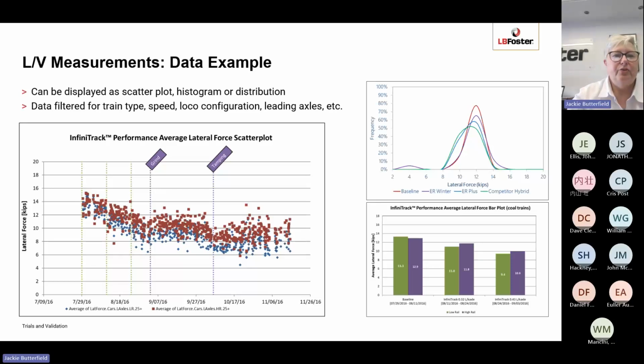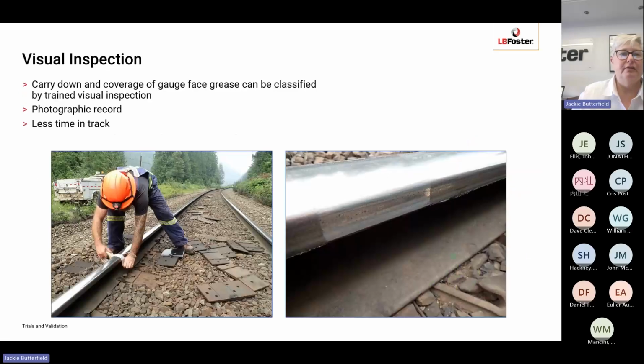So the data that you achieve can be displayed in a number of ways, either as a scatter plot, so on the left, or as a histogram or a distribution. So you can clearly see changes in lateral forces by applying friction management, or as well, in this case, you can actually see the difference in lateral forces when the rail has been ground, which is the first purple tag, and then when the rail's been tamped as well. So it's not just for friction management. L/V can be used for a number of different trials.